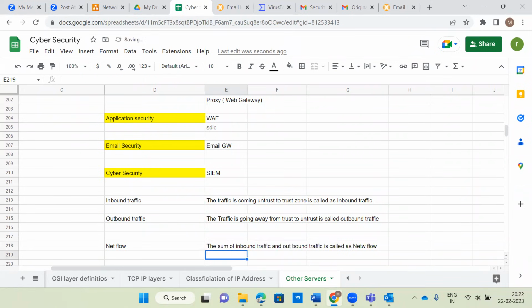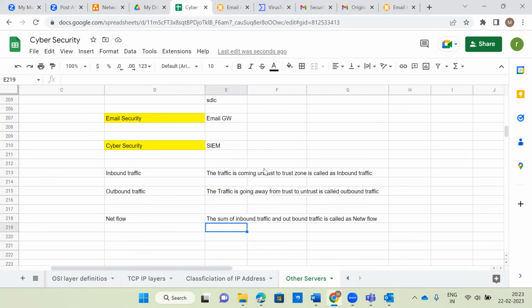If you are using HP routers and HP switches in your organization, what can we call the flow? Yes, sFlow. What about Juniper switches and Juniper routers? J-Flow. What about Avaya routers and Avaya switches? No, NetFlow only. Okay. What about Aruba routers and Aruba switches?